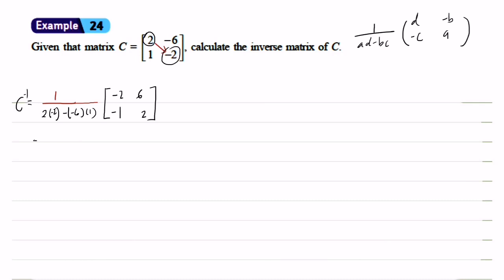Okay. Now, you will obtain 1 over 2, and the matrix you copy down, or you can write as negative 1, 3, negative 1 over 2, 1.